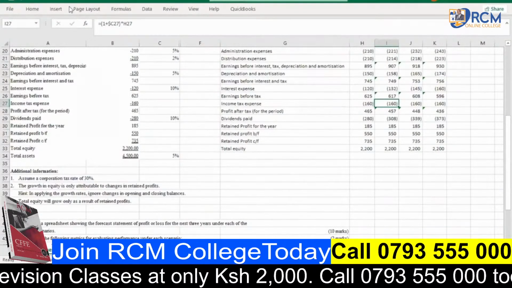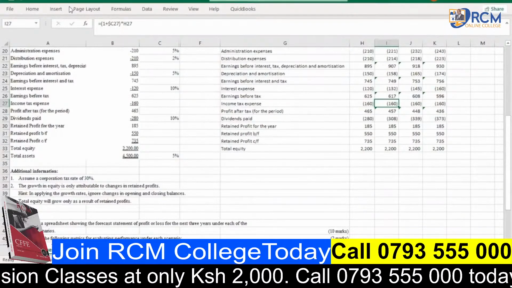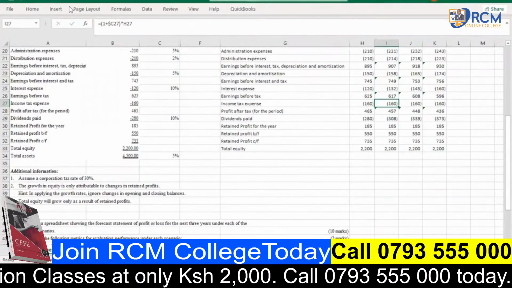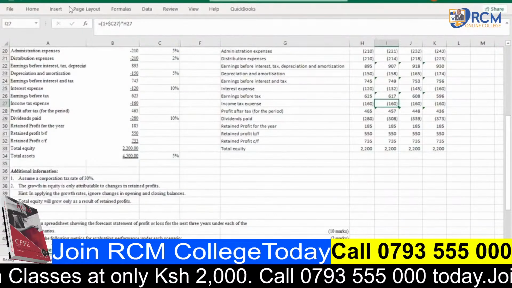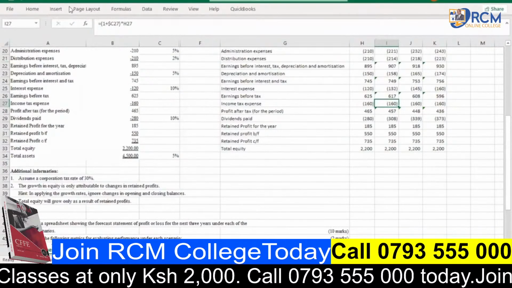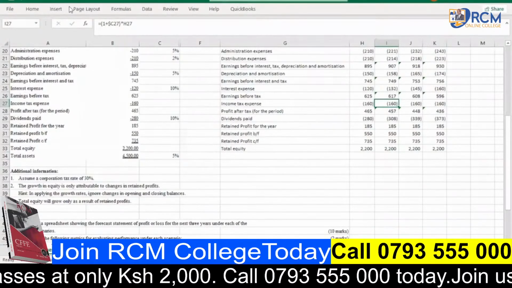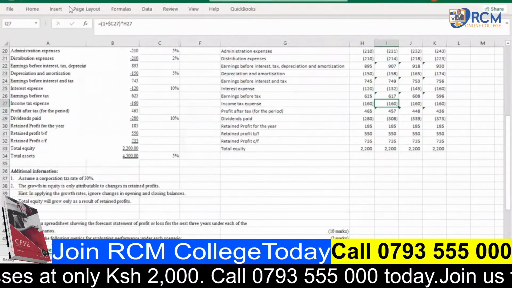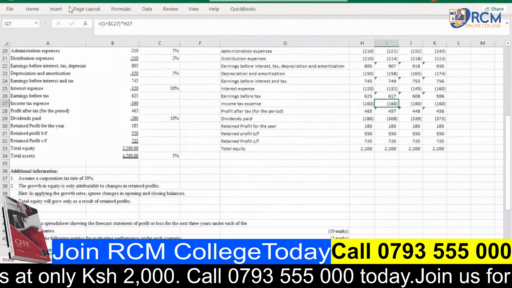Okay. So somebody is saying we add back. You add retained profits brought forward. Retained profits, no, that one is coming at the very last point. Before we get to retained profits, no.